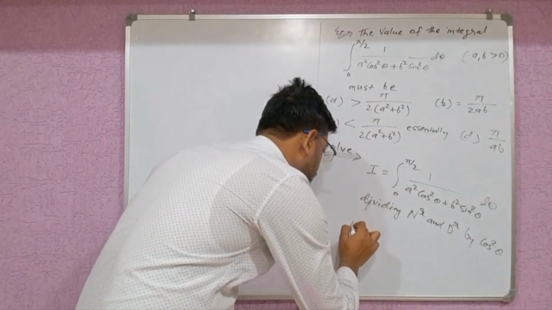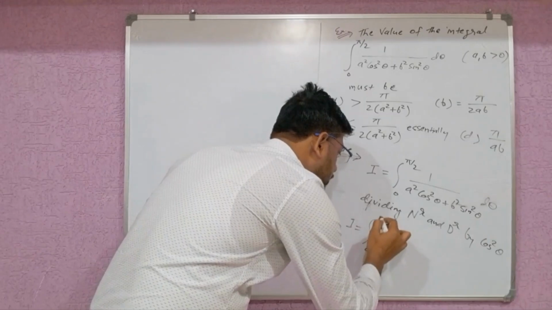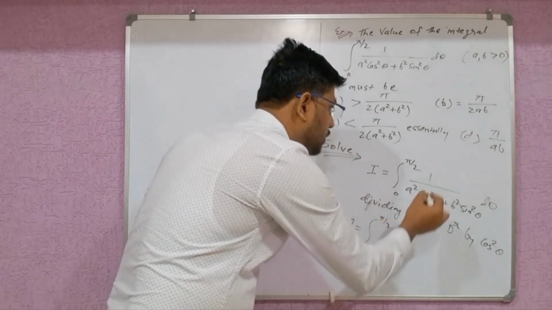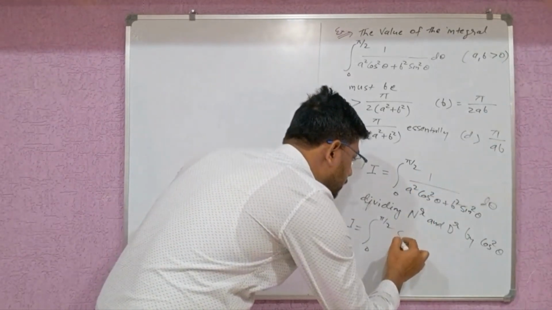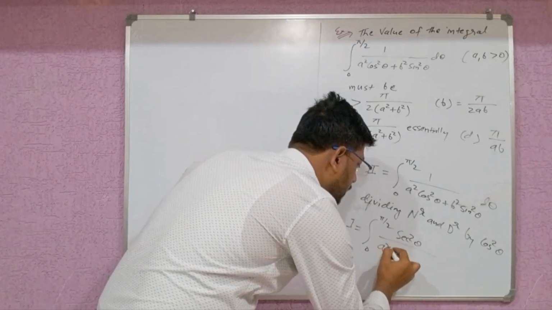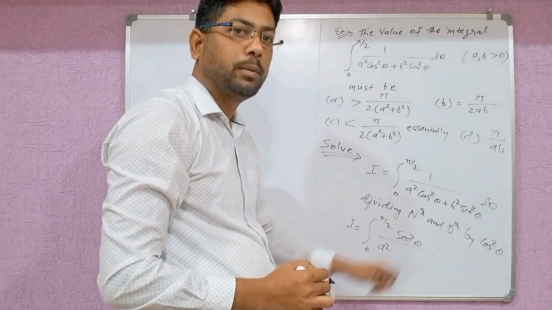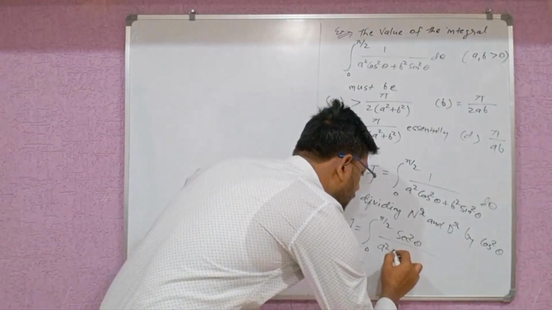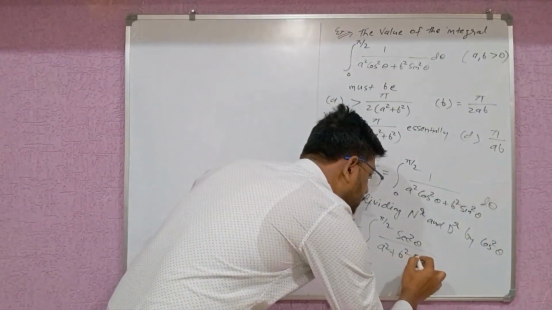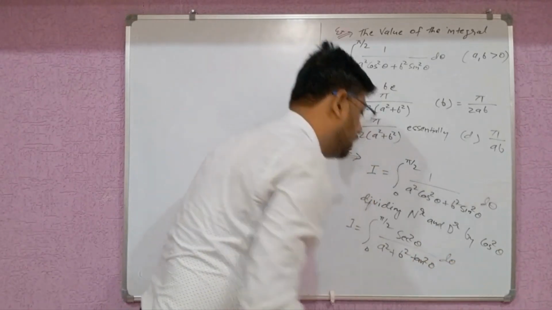So this I will be integration 0 to pi by 2. 1 by cos square theta will be sec square theta, divided by, a square cos square theta will be cancelled, and sin square theta by cos square theta will be tan square theta. This will be b square tan square theta d theta.